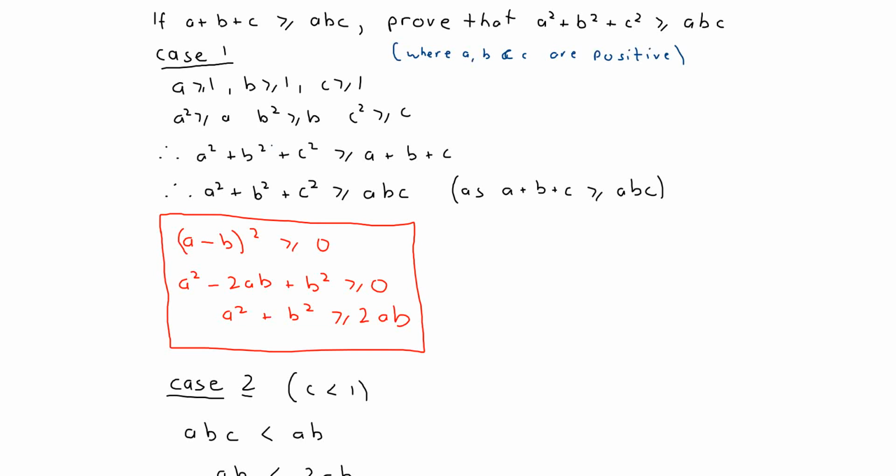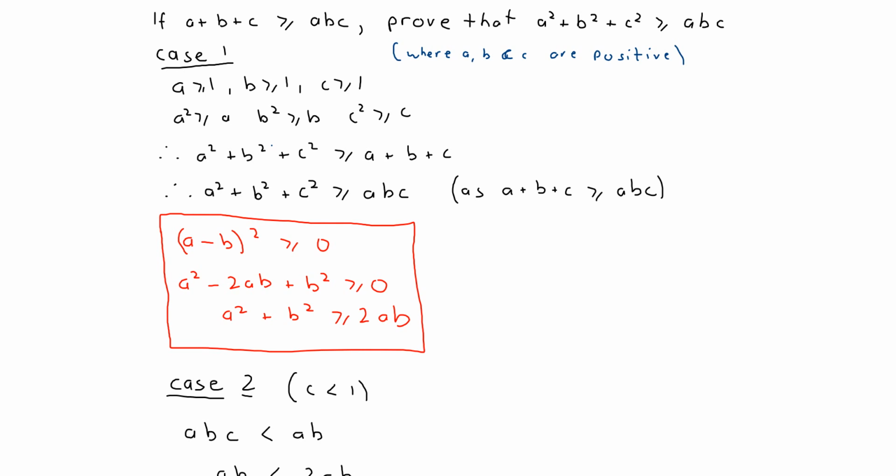So the problem states, if a plus b plus c is greater than or equal to abc, prove that a squared plus b squared plus c squared must also be greater than or equal to abc, where a, b and c are positive. So I've broken this into two cases.